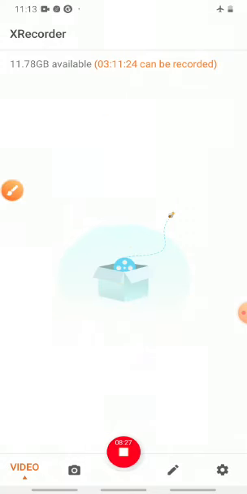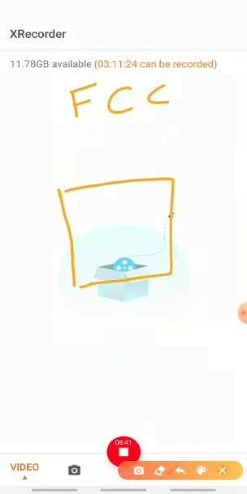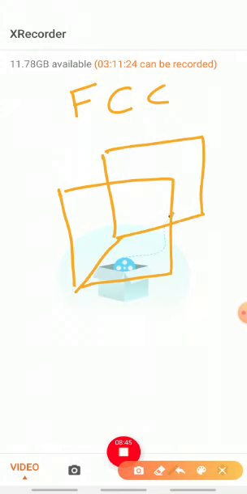Now let us see the next one, that is FCC, face center cubic crystal. Okay, how to draw face center cubic crystal? You draw a cube, put 8 constituent particles at 8 corners.